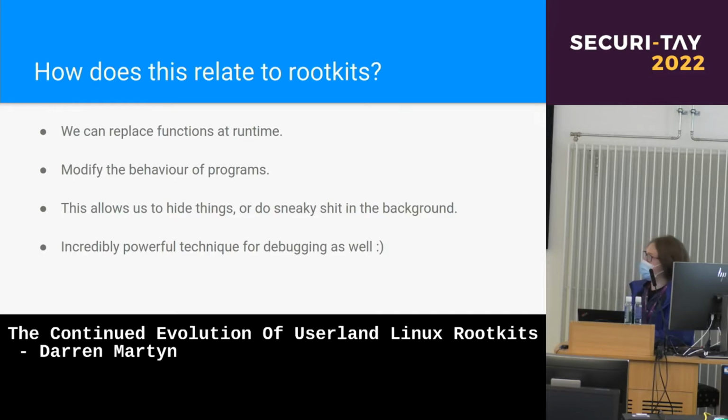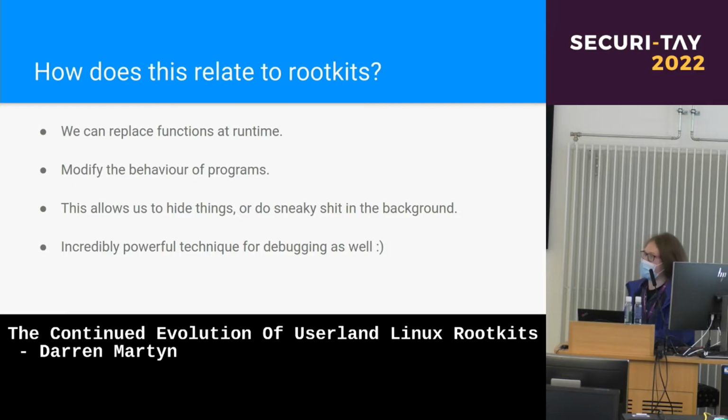So how this relates to rootkits is if we can replace functions at runtime, we have an extremely simple, generic way to implement hooks. So we can modify the behavior of programs, we can tell programs to lie, or we can lie to programs, and we can hide stuff, like files, processes and directories. On Linux, everything's a file, so just by implementing some basic file hiding, we can hide stuff from the rest of the system.